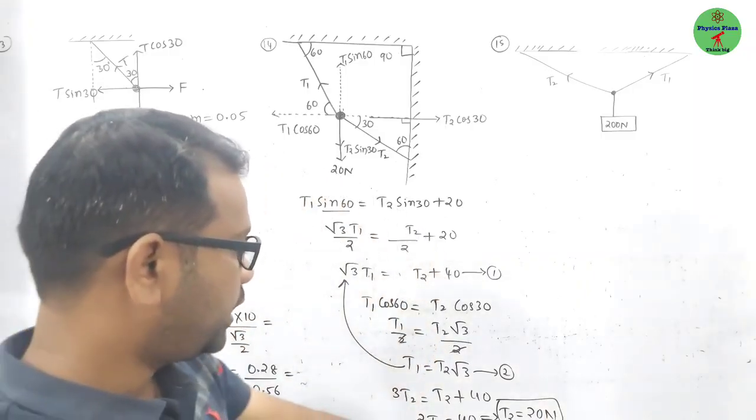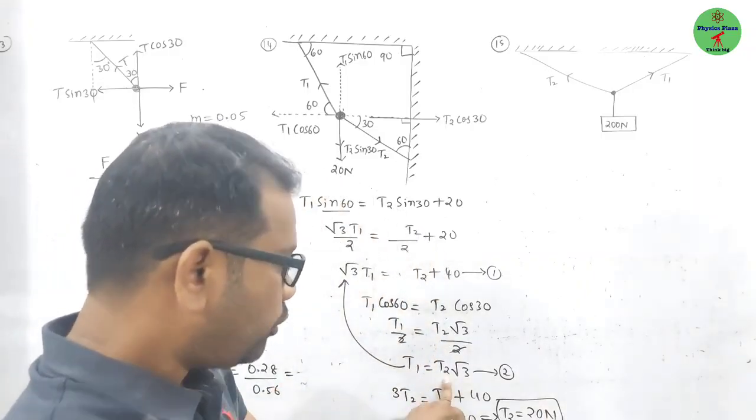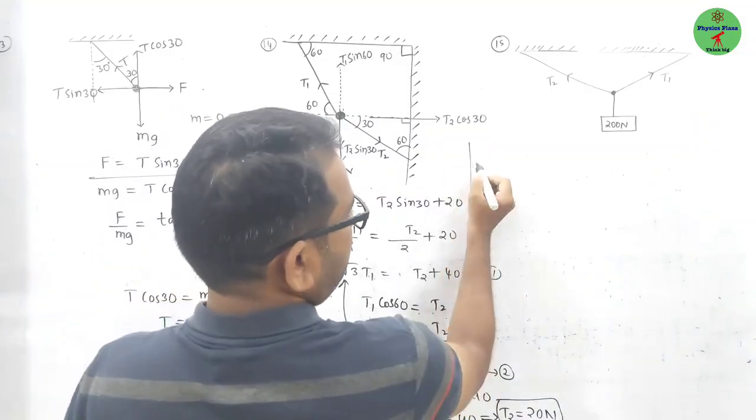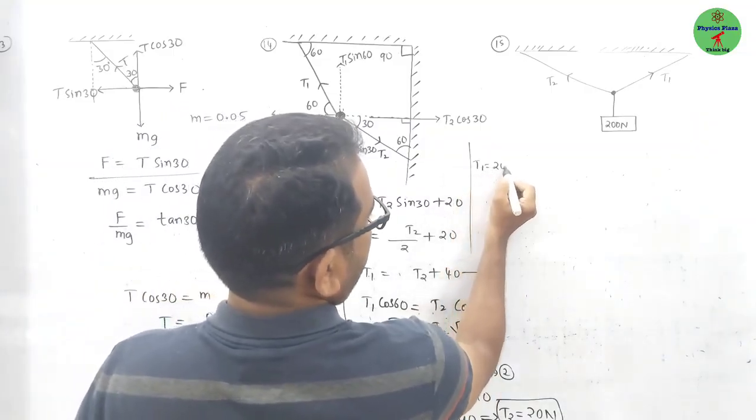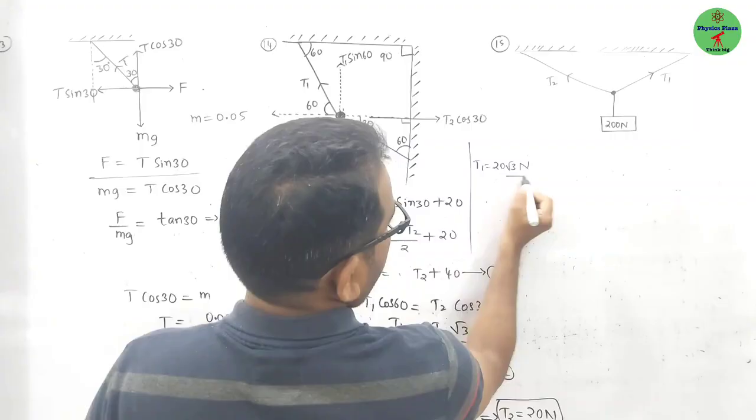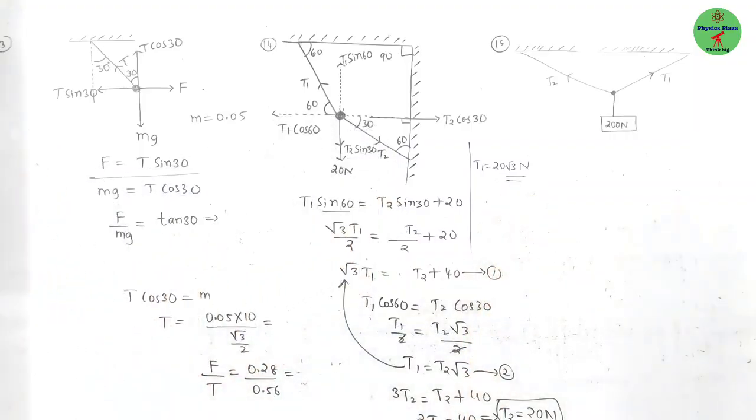Now this T2 value, substitute here, 20 root 3. That's it. So T1 is going to be 20 root 3 Newton. So this is how we can solve, children.